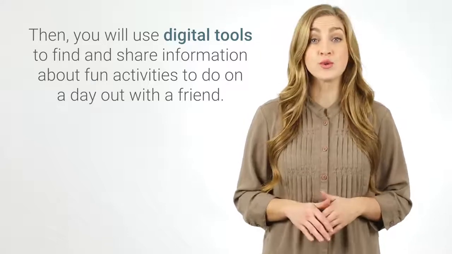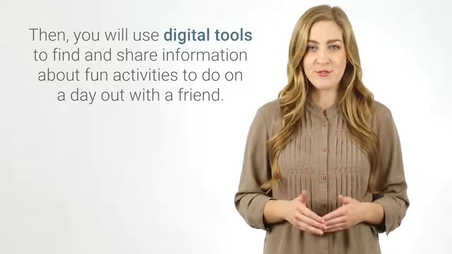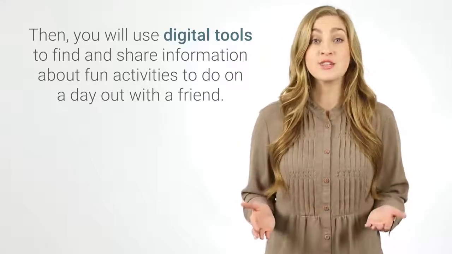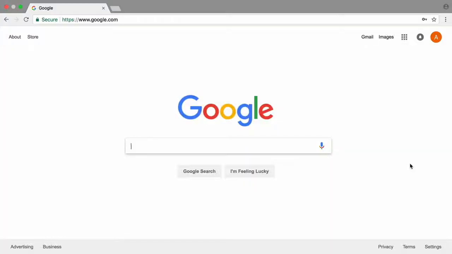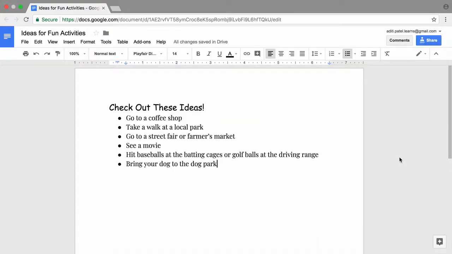In this unit, you will learn how to protect your personal information by setting up a Google account, if you don't already have one, and creating a strong password. Then you will use digital tools to find and share information about fun activities to do on a day out with a friend. You'll search the internet for information about different activities and places, and list ideas for things to do in a digital document.